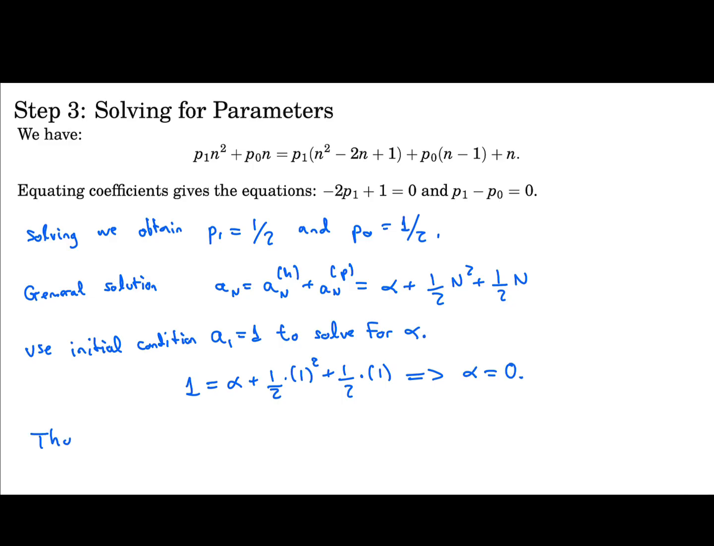Thus, the final solution we get is a_n equal to n squared over 2 plus n over 2, which you can rewrite as n(n+1)/2, which is what we had seen before when we proved it by induction. But here we showed how you can solve it using the tools that we learned for solving recurrences.